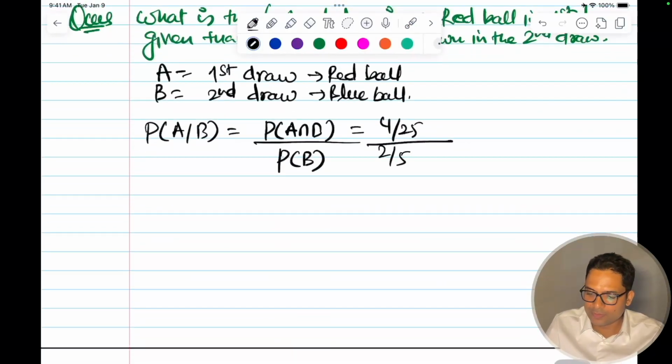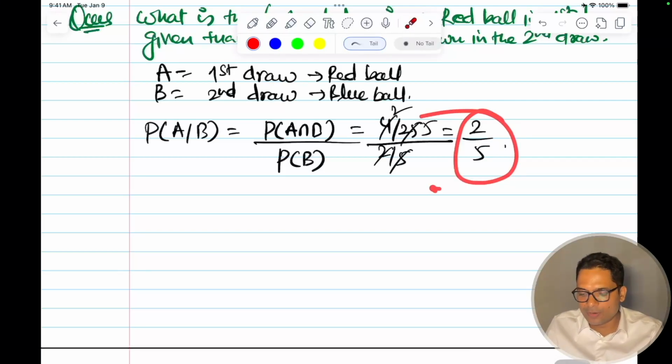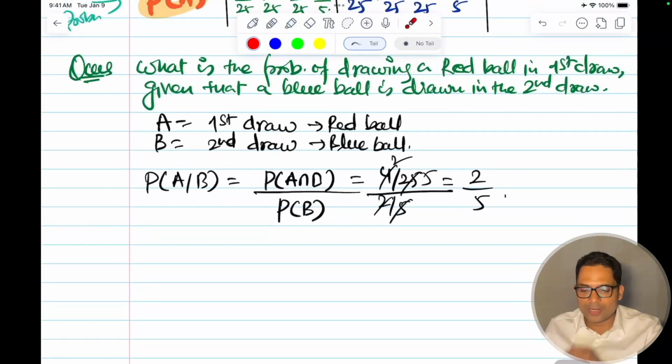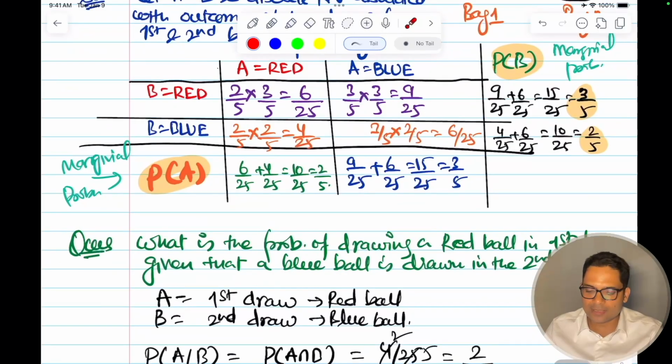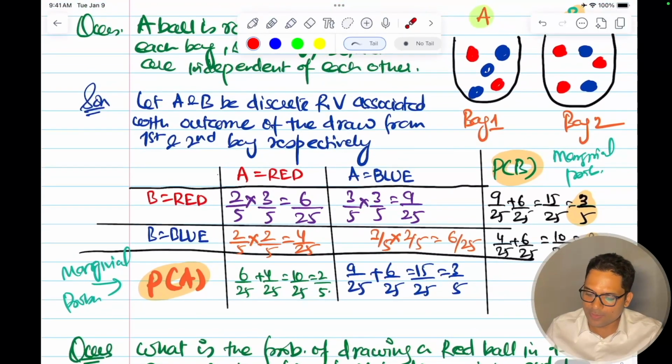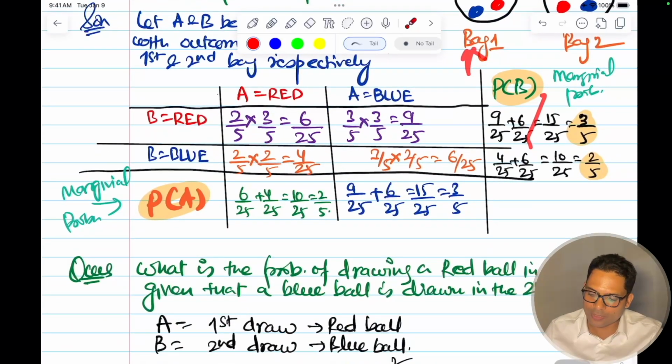2 by 5. So 5 times 2 times. So this will become 2 by 5. So the probability of drawing a red ball in the first draw, given that a blue ball is drawn in the second draw, will be given from the, so let's see, just match it. It's a simple toy example, so let's match it. Probability of drawing a red ball in the first draw, that is from the first bag, given that a blue ball is drawn in the second draw.